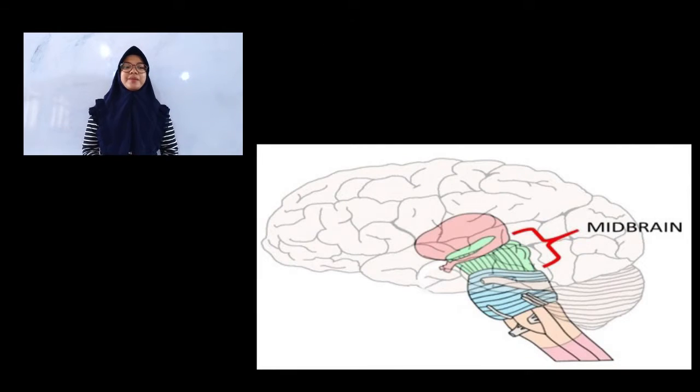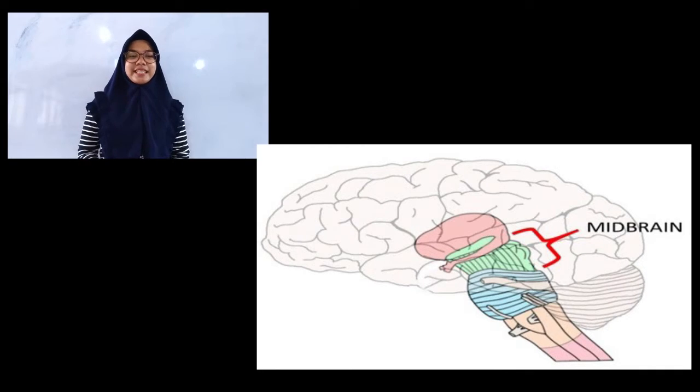And the second part of the brain is called the midbrain. The midbrain makes up part of the brainstem. It's located between the hindbrain and forebrain. All sensory and motor information that travels between the forebrain and the spinal cord passes through the midbrain, making it a relay station for the central nervous system.